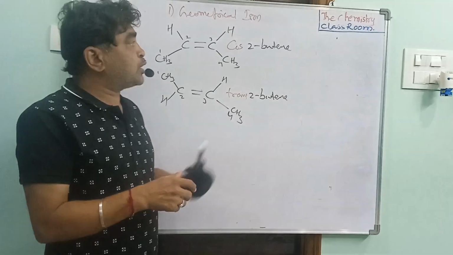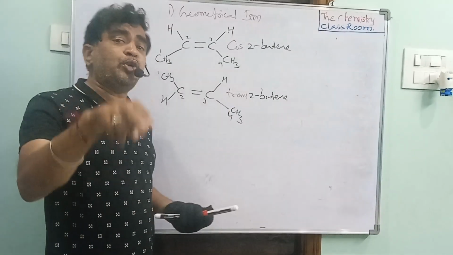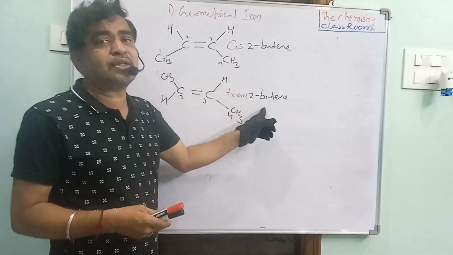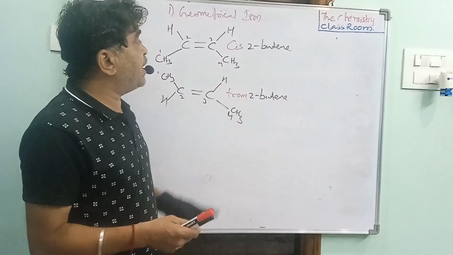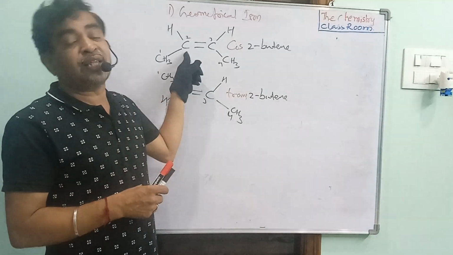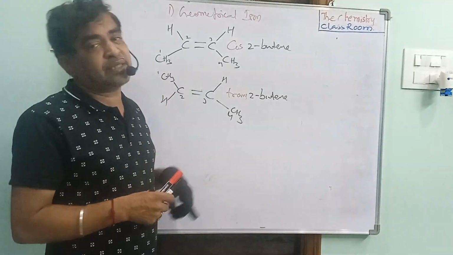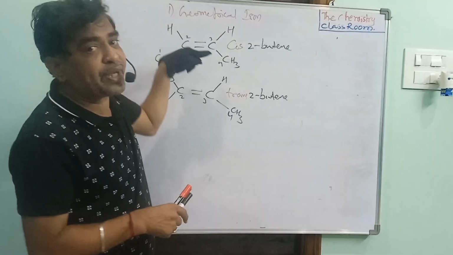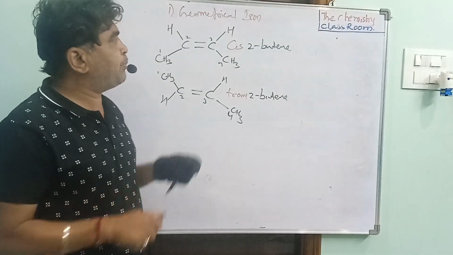Here you observe the two compounds are both 2-butene, but they are different. This compound and this compound differ because of the spatial arrangement. That's why the two are called stereoisomers. In these stereoisomers, we differ geometrically. So how is the geometry?